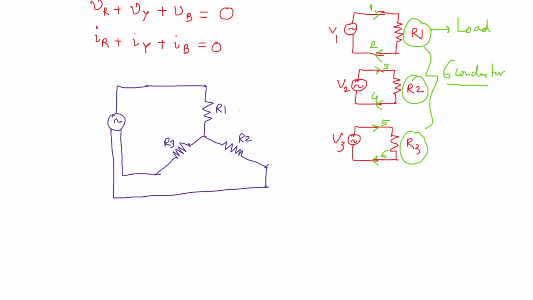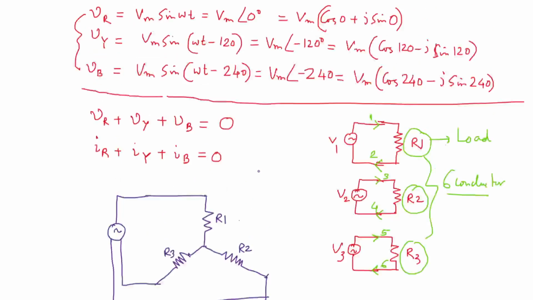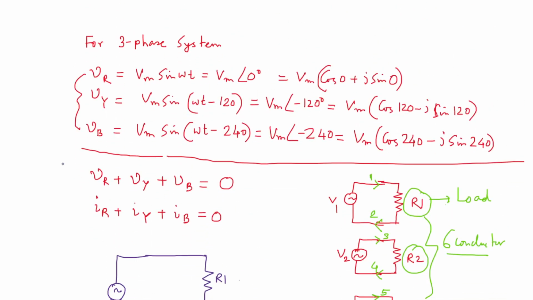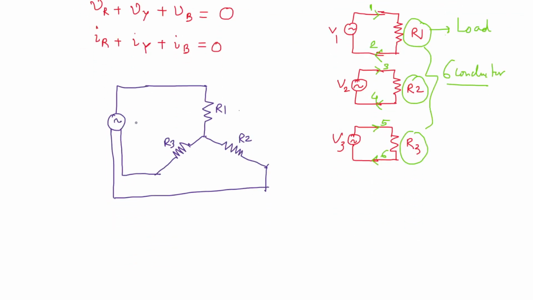What is 3-phase supply? 3-phase supply is this: Vm sin omega t in R phase, Vm sin omega t minus 120 degree in Y phase, and Vm sin omega t minus 240 degree in B phase. So this is maybe R phase, this is maybe Y phase, and this is maybe B phase.